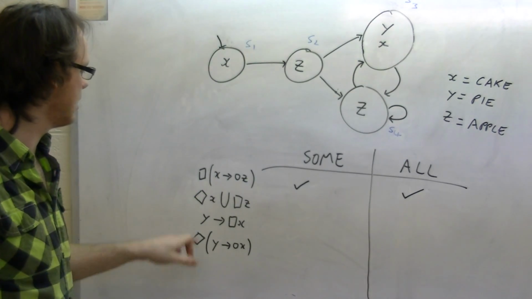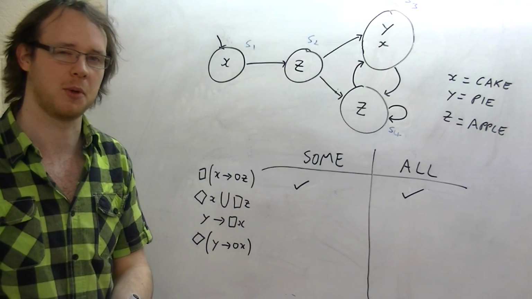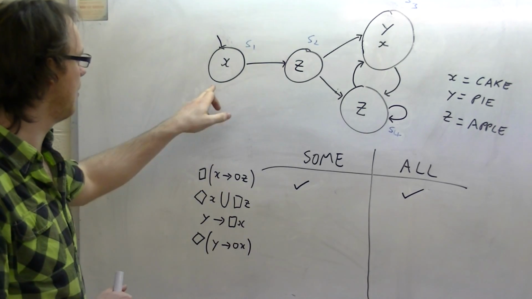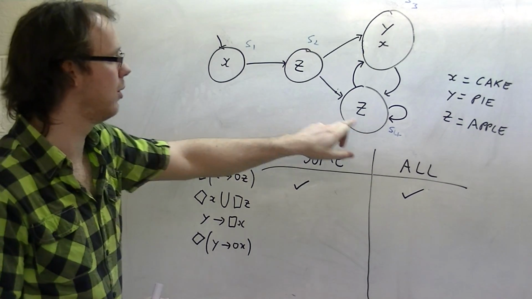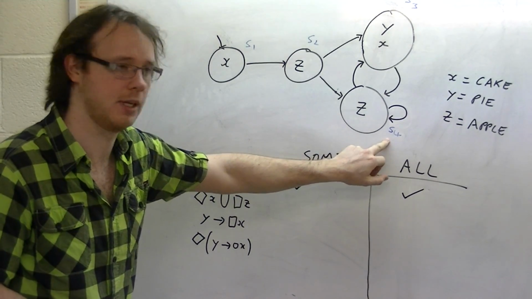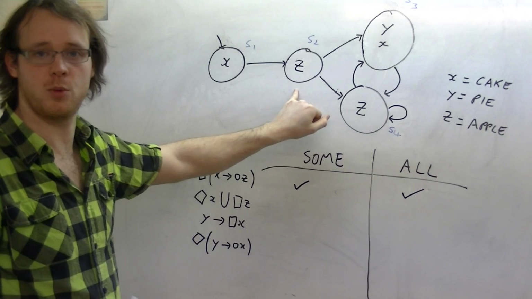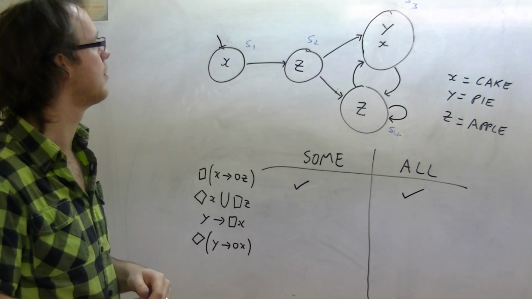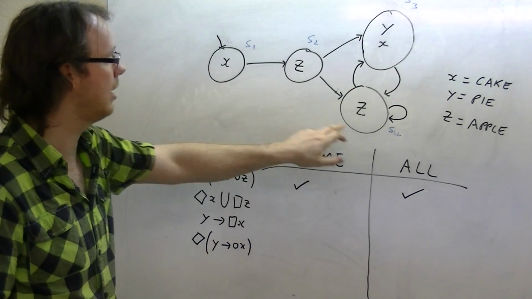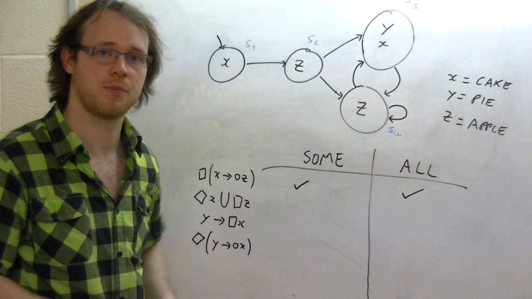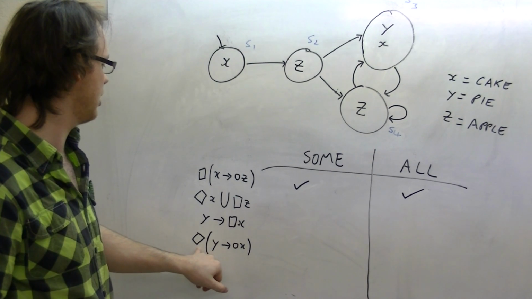Okay, so the next one, eventually X until always Z. Let's look at one path, here, where we go S1, S2, S4 forever. So eventually X is true here because X is true in S2. Eventually X is not true because in S4 forever we don't have an X. So that takes care of the first bit.